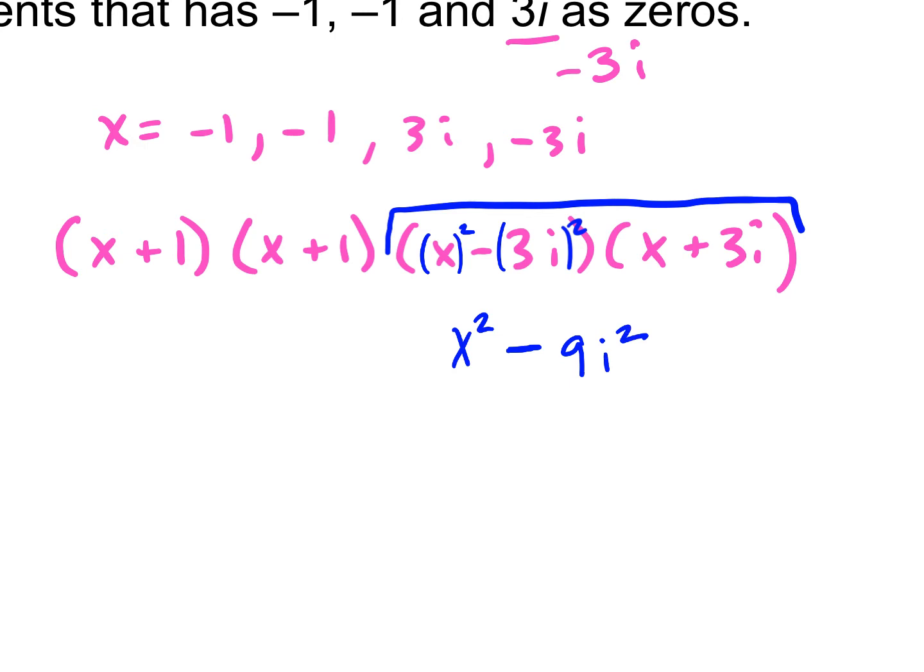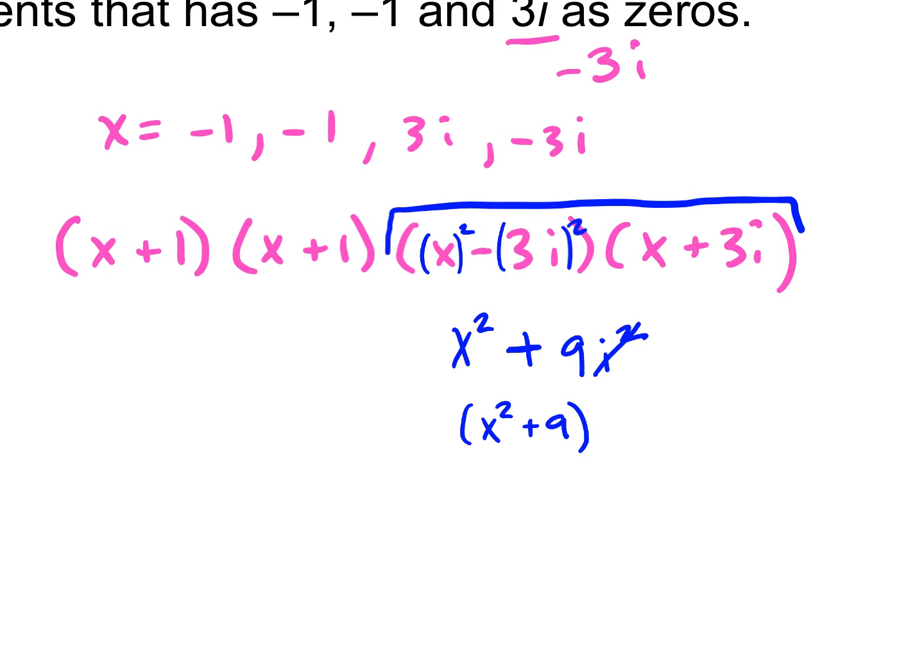If you wanted to FOIL these all out to the first, outer, inner, last, you'll get the same thing. It's just a shortcut, so you're skipping a step. What does the i squared turn into? -1. So this makes it a positive 9. So this is x squared plus 9. So we just multiplied those together.